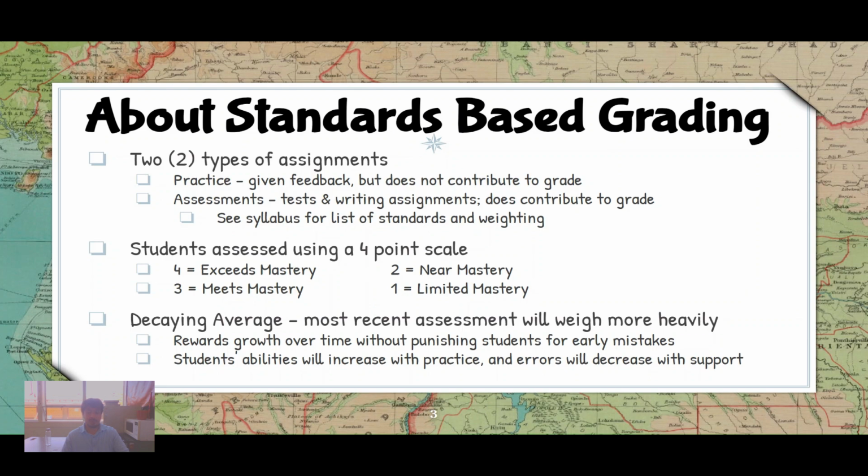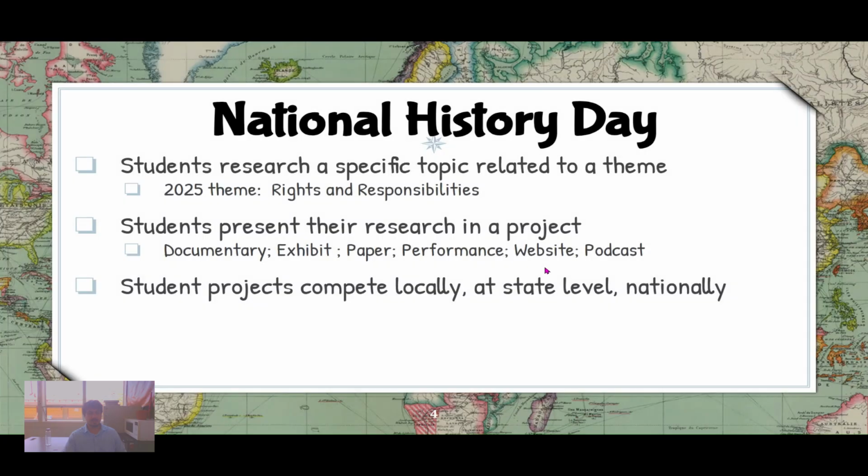They can get a 4, 3, 2, or 1. You'll see on the syllabus, and I'll show you where to find that in a moment, what that actually equates to in terms of percentage. But the big thing to note is that the class uses decaying average, and this means that assignments towards the end of the semester will be worth more than assignments at the beginning of the semester. In other words, they're getting rewarded for having improved towards the end of the semester. So the stuff at the beginning counts for a little bit less.